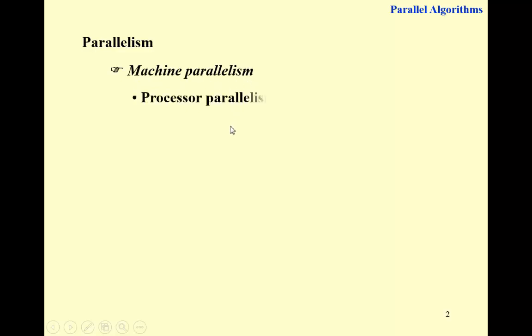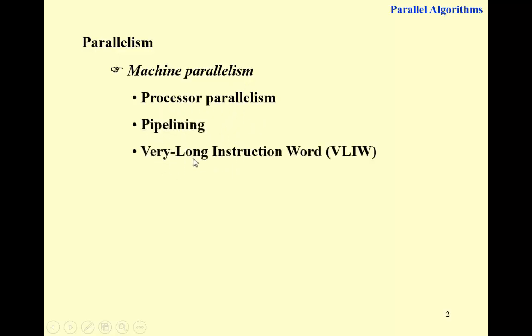When we talk about parallelism, there are two directions. One is the machine parallelism, which concentrates on hardware such as processor parallelism and pipelining a very long instruction word, VLIW. The other direction is parallel algorithms, which is our topic for today.